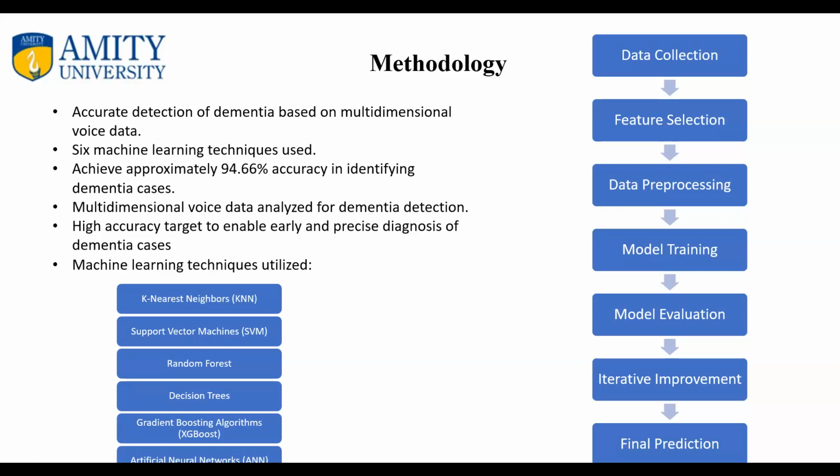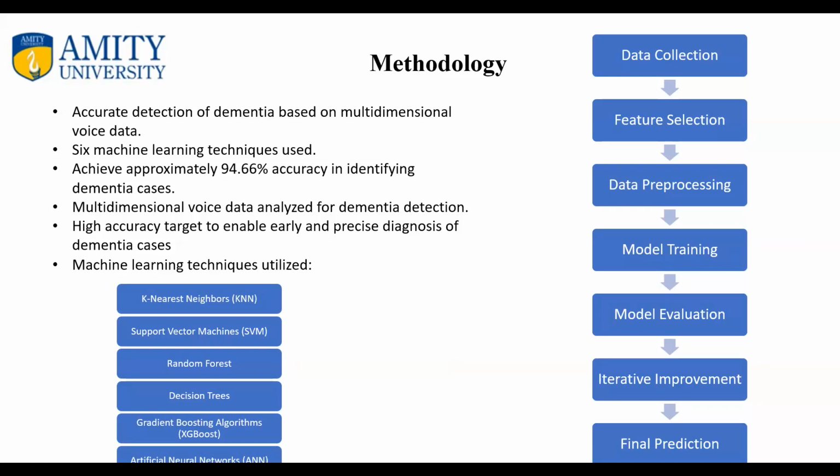Algorithms that I use are k nearest neighbor, support vector machine, random forest, decision tree, gradient boosted algorithm, artificial neural network, TensorFlow. The step-by-step approach that I have taken includes data collection, feature selection, data pre-processing, model training, model evaluation, iterative improvement, and final prediction. In essence, our method combines diverse machine learning technology with comprehensive steps for accurate dementia detection using a multi-dimensional dataset.